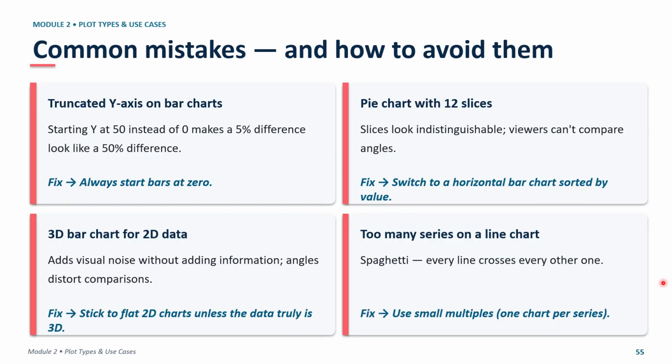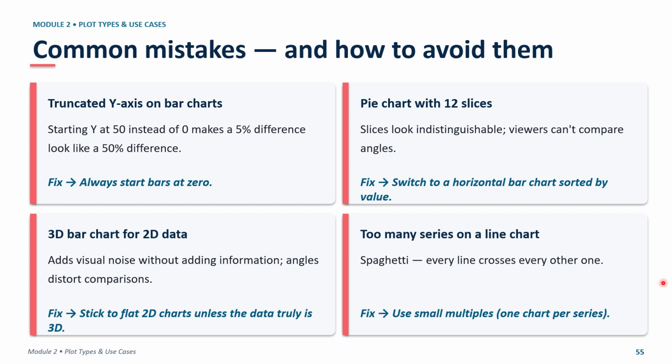And now let us see what the common mistakes are that you have to avoid while you make a plot. The truncated y-axis on a bar chart is a common error. An example we can take is a bar chart comparing two companies, with revenues of 100 million and 105 million. If you start the y-axis at 95 million instead of 0 dollars, then you will get this error. You can fix this: always start the bar chart y-axis at 0. That is very important.